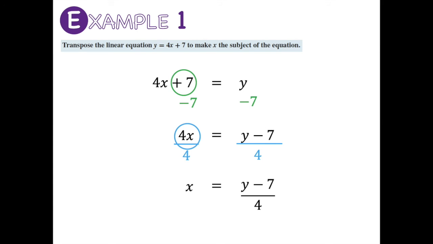Transposing a linear equation is covered in more detail in the next couple of lessons. So skip ahead to exercise 5.2 if you want some more examples of how to rearrange or how to transpose a linear equation.